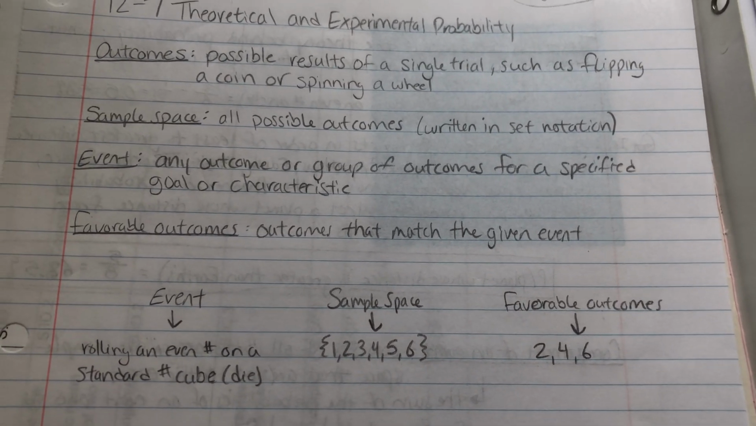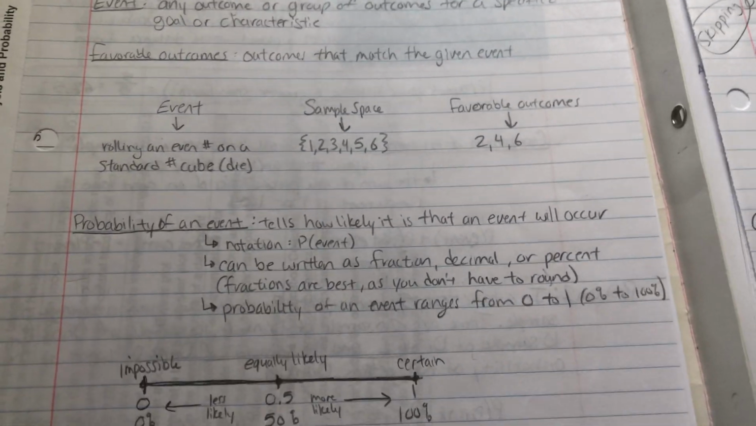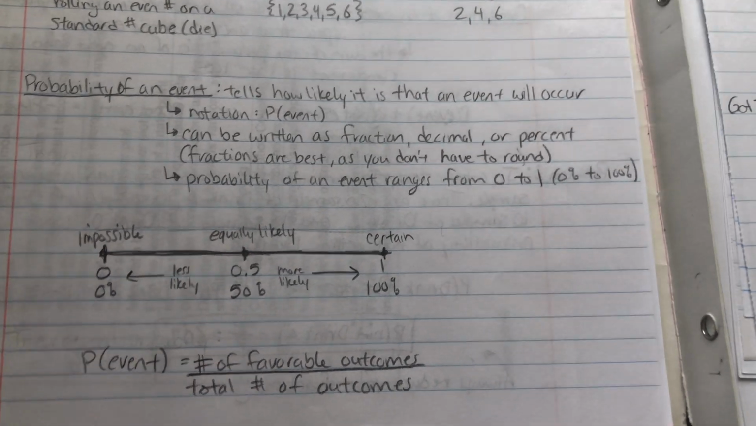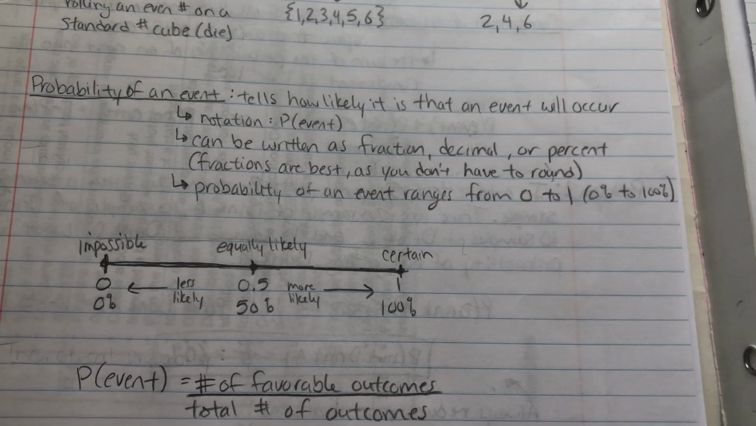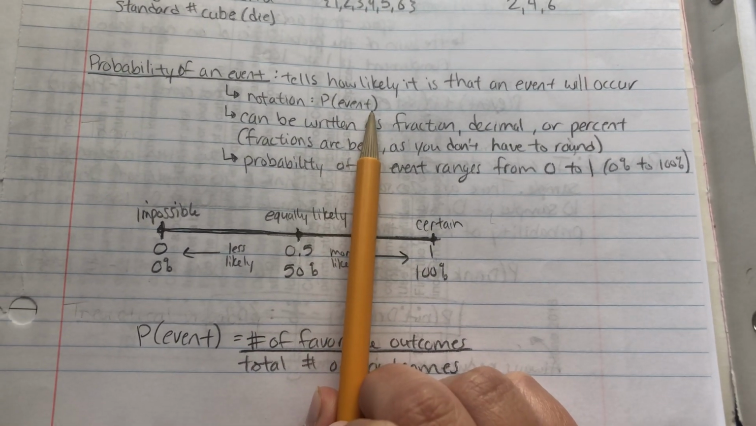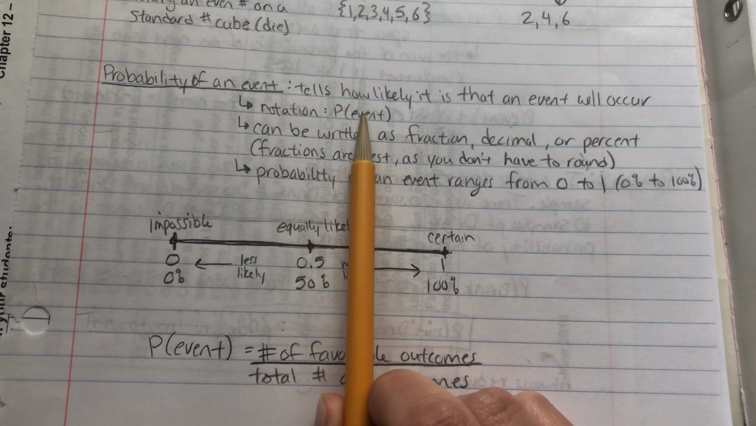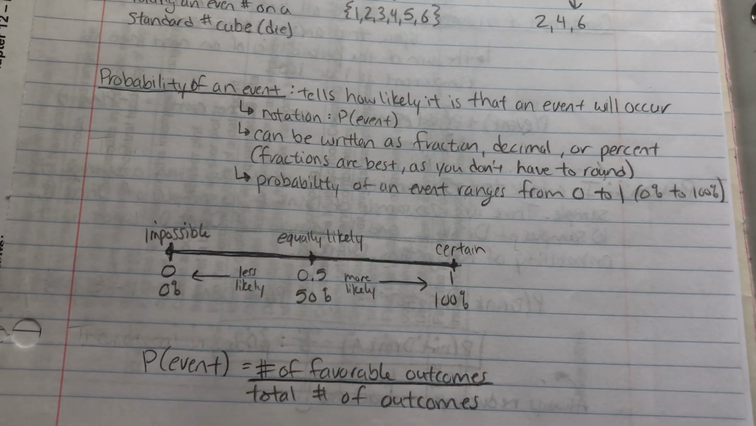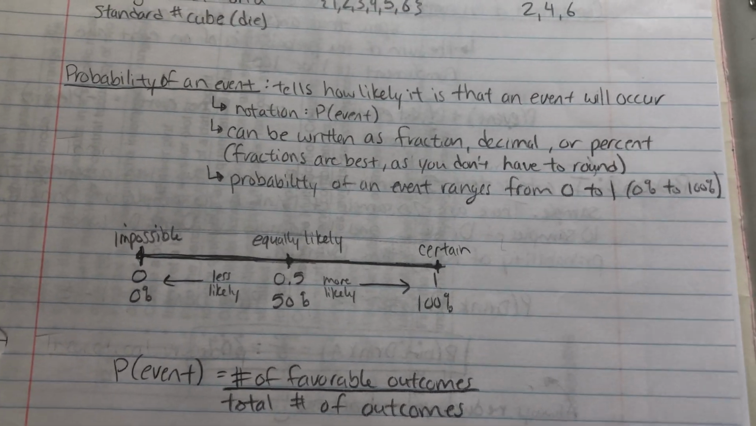So all these definitions work together to create what we know as probability. So probability of an event tells how likely it is that that event will occur. A notation that we used last year, and I was pretty picky about this, was a capital P and then the event description inside parentheses here. It could be one word, it could be a sentence, as long as it's detailed enough so that the person reading your notation is clear on what you're looking for as far as probability is concerned.